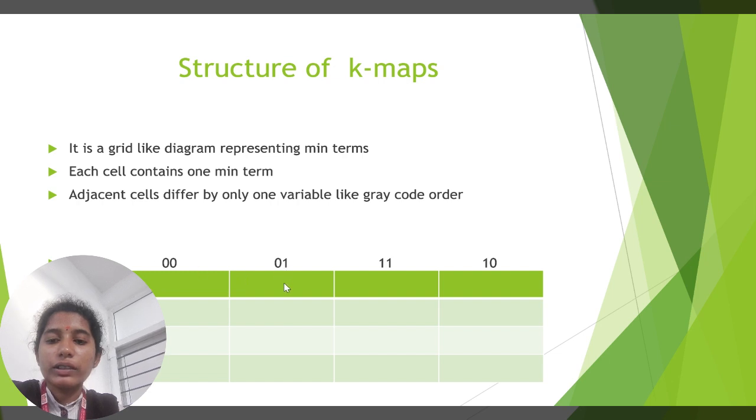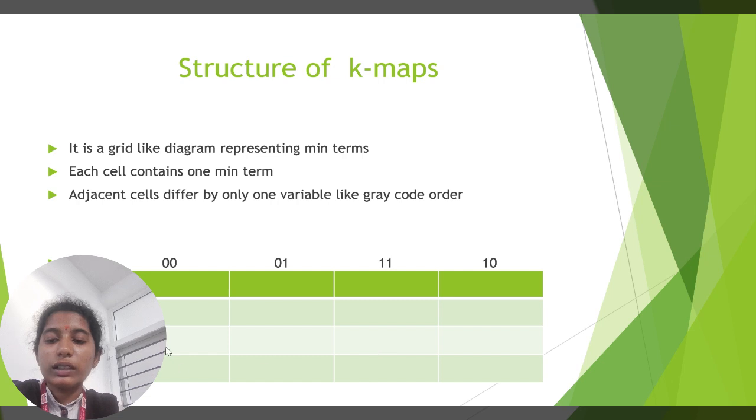0001 represents the first cell. 0011 represents the third cell. 0010 represents the second cell. 0100 represents the fourth cell. 0101 represents the fifth cell. 0111 represents the seventh cell. 0110 represents the sixth cell.